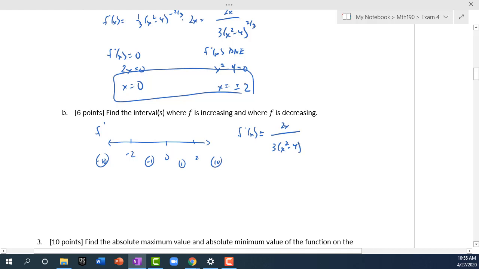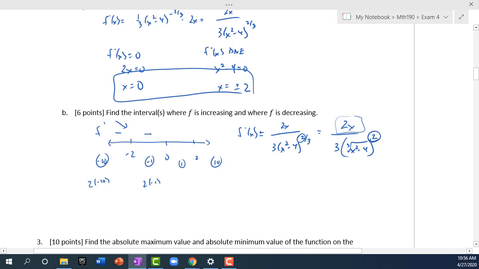x squared minus 4. Do you see the 2/3, right? This is really like 2x over 3 times the cube root of x squared minus 4 squared. So you see that denominator is always going to be positive. So the only thing that changes the sign is the numerator. Super sneaky cheat there. So 2 times negative 10, that's negative, decreasing.